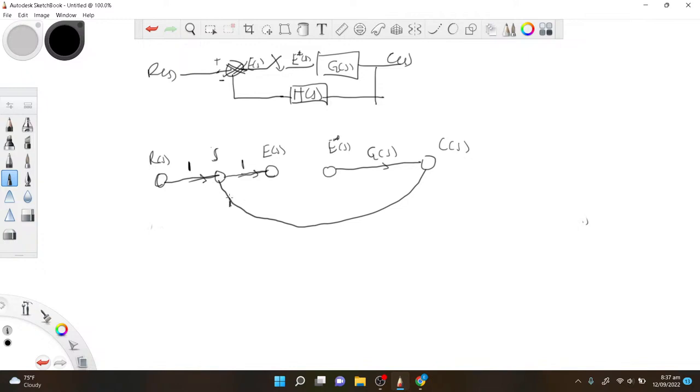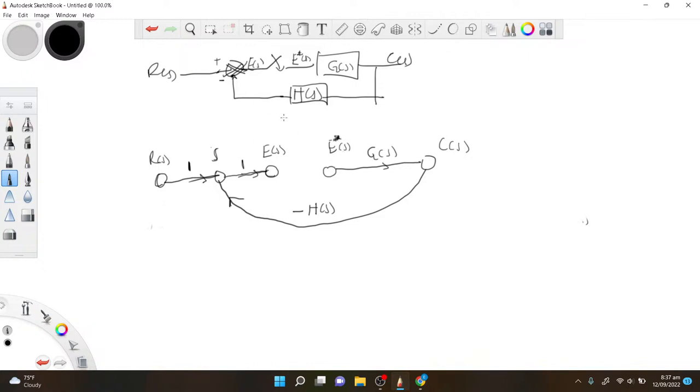Then from C of S, you come back to the summing junction. They are coming back in this direction. They are connected to the negative side, so we make it negative H of S. And that's it for the normal diagram that we get from this block. Now you have to get the composite block, or the block involving E star. It's the only sampled signal here.